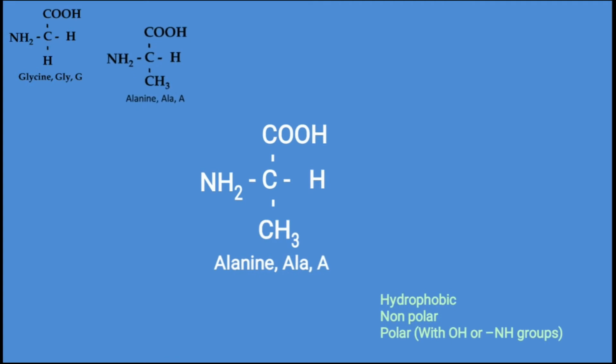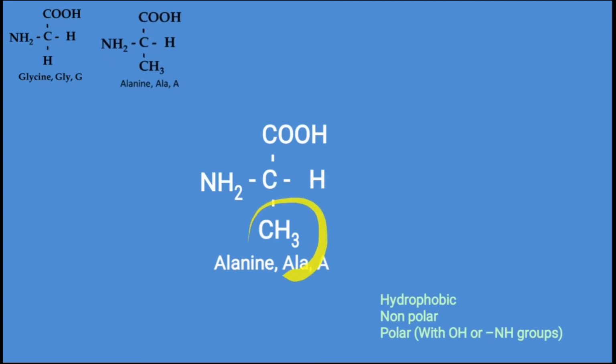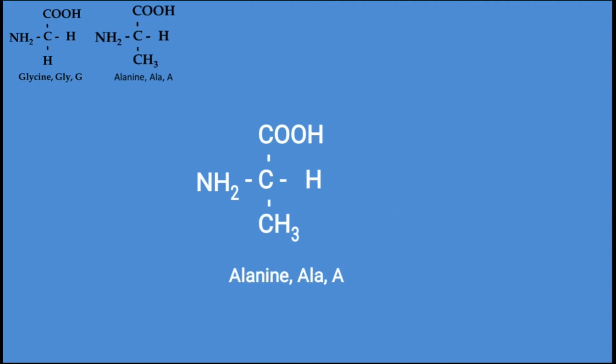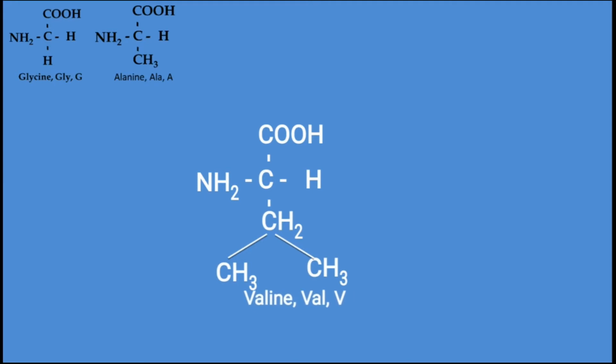The next amino acid is called alanine. In the glycine amino acid, one methyl group is added in the R group, then it is called alanine. It is referred to by the 3-letter code ALA and the 1-letter code is capital A. It is hydrophobic and non-polar in nature, and can become polar based on the solvency with certain solutions.